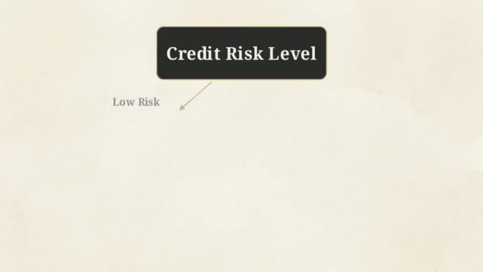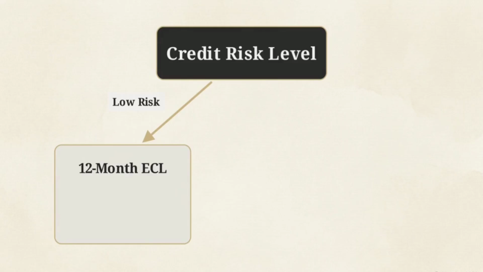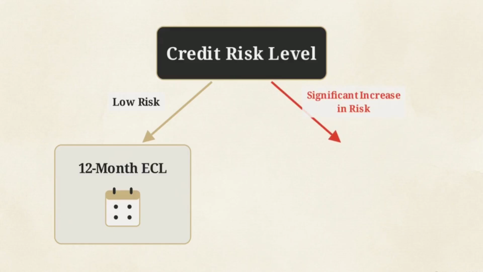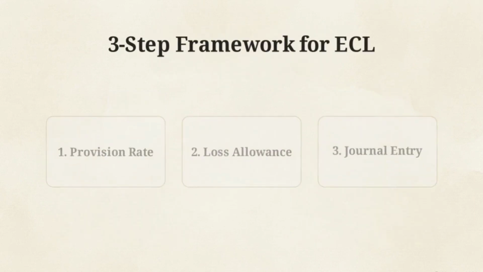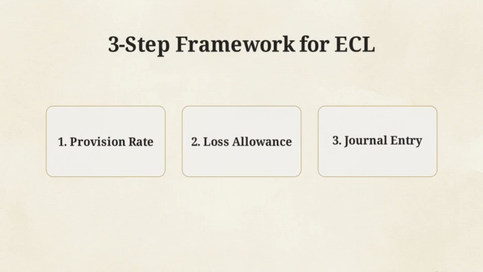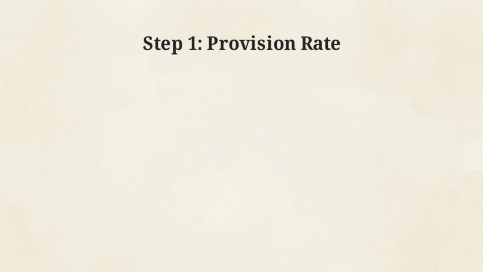If the credit risk is low, the standard requires a 12-month ECL, covering only the losses expected in the coming year. However, if there is a significant increase in risk, you must calculate the lifetime ECL, covering the entire duration of the asset's life. To calculate this accurately, we use a 3-step framework that breaks the technical requirements into a repeatable process. Step 1 is determining the provision rate.